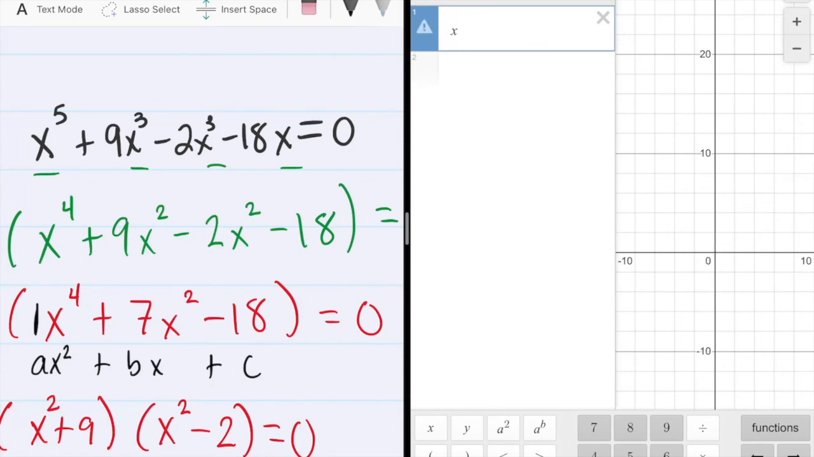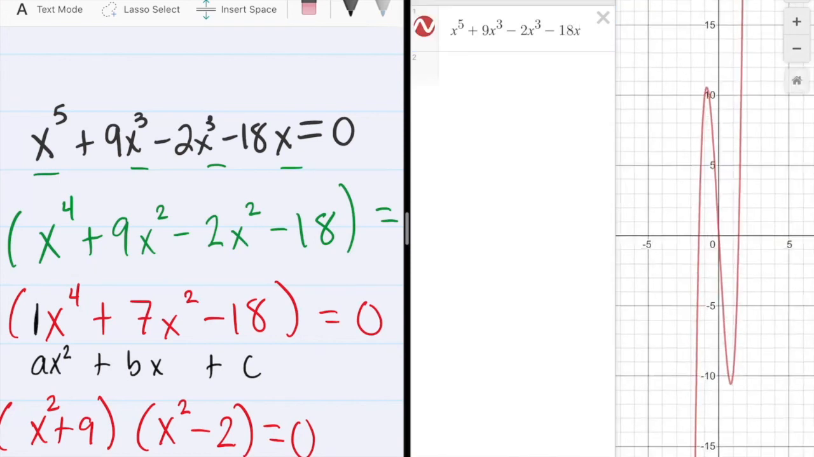x to the power of 5 plus 9x to the power of 3 minus 2x to the power of 3 minus 18x. Well, let's look at this, guys.